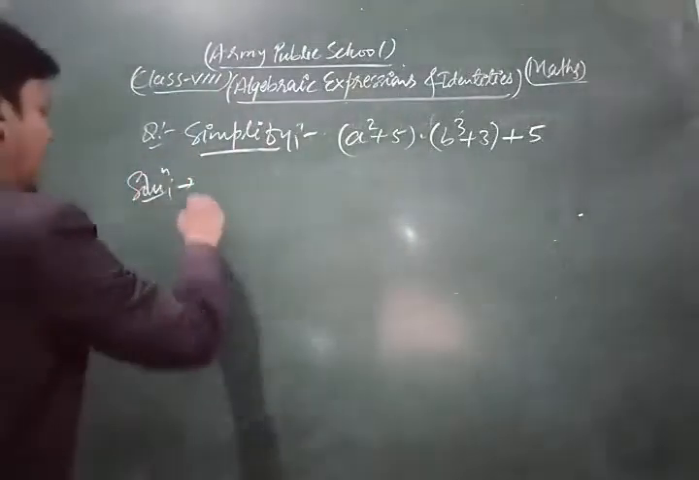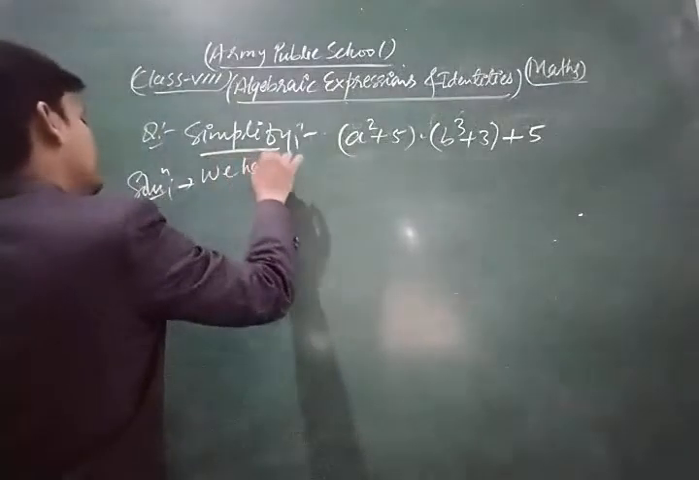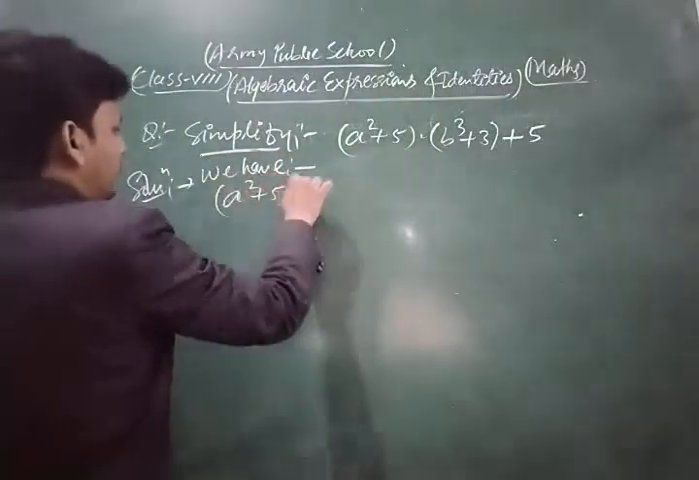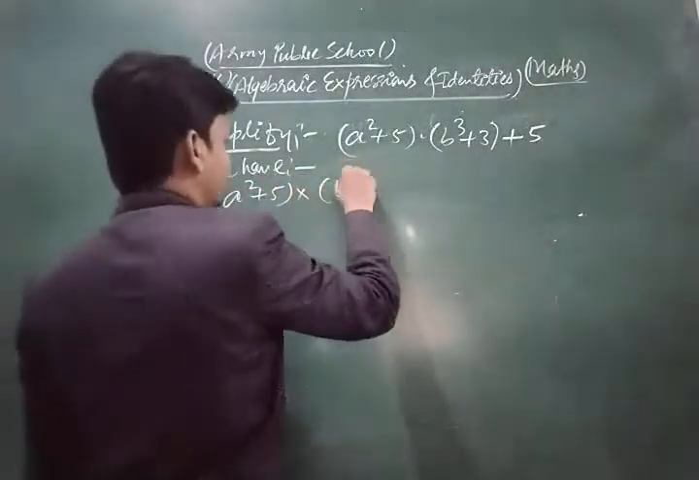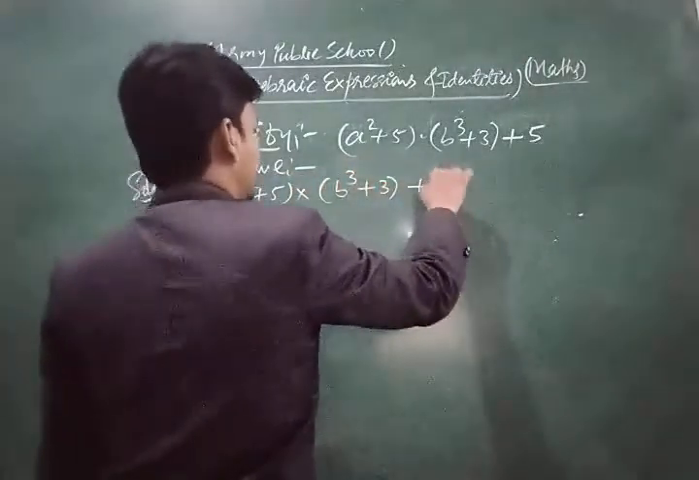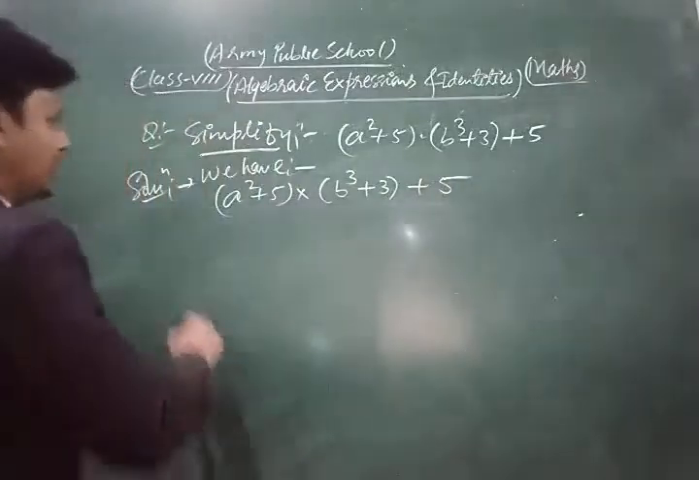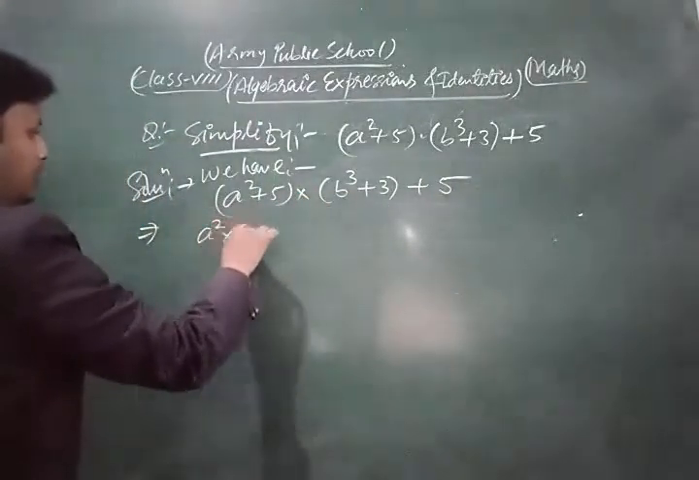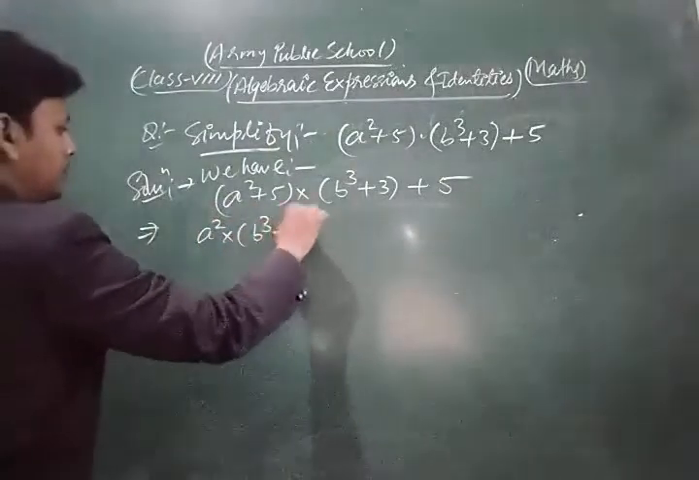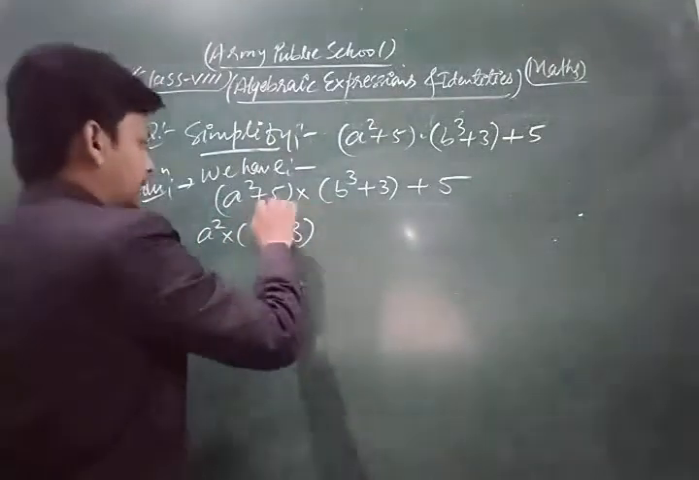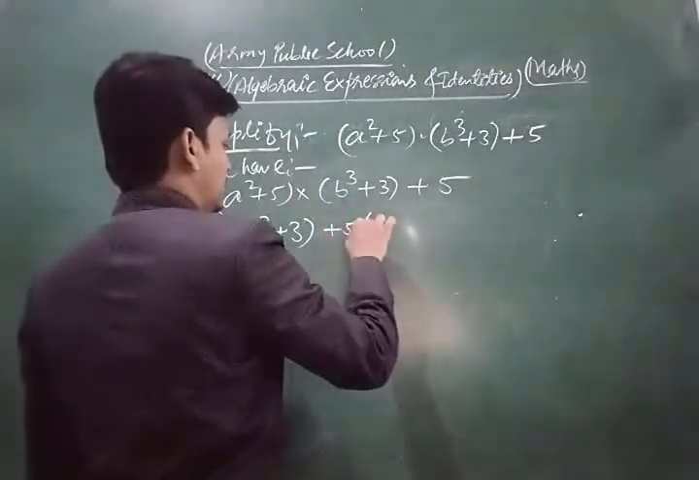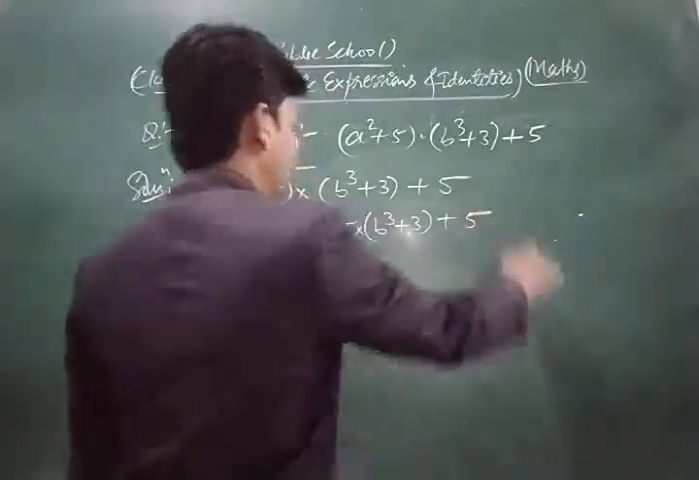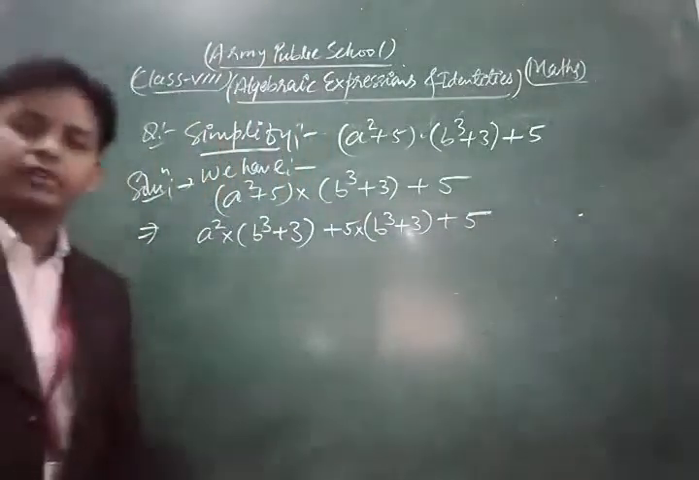So first of all we have a square plus 5 into b cube plus 3 plus 5. We first write it in this way: a square into the whole, that is a square into b cube plus 3, and plus 5 into b cube plus 3, and plus 5 as it is.